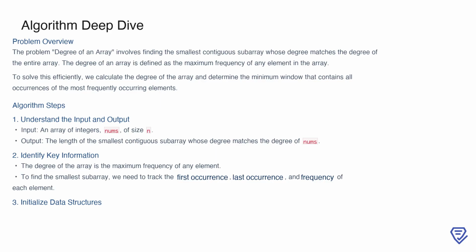To begin, we focus on the input and output requirements. The input is an array of integers, and the output is the length of the smallest subarray that matches the degree. Key information includes understanding that the degree comes from the highest frequency of any element. By tracking the first occurrence, last occurrence, and frequency of each element, we can efficiently calculate both the degree and the minimum subarray length. Now, we prepare the necessary data structures to support this process.